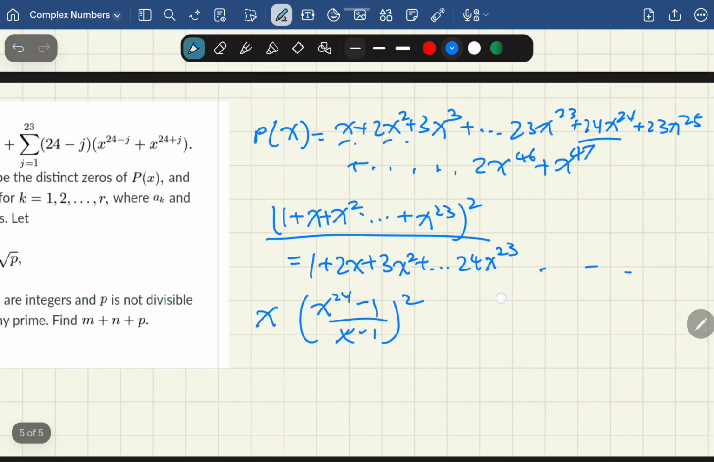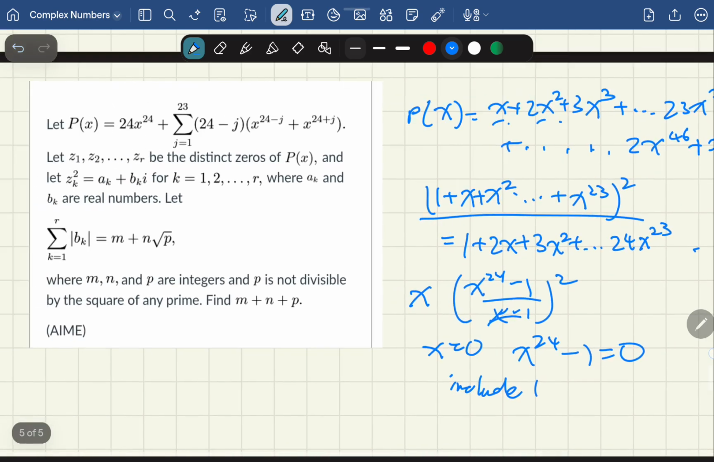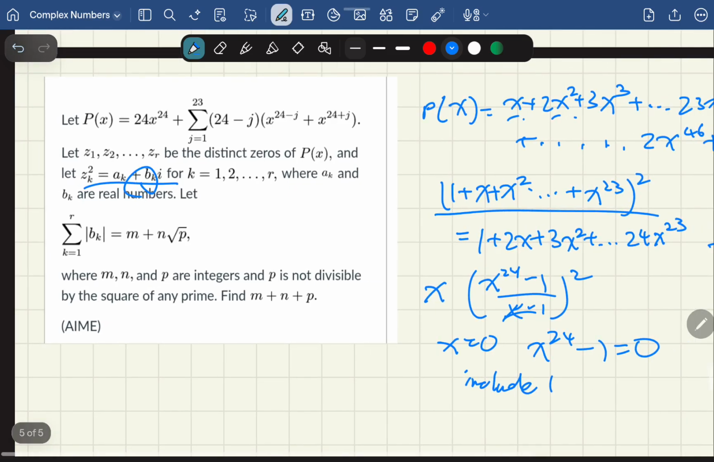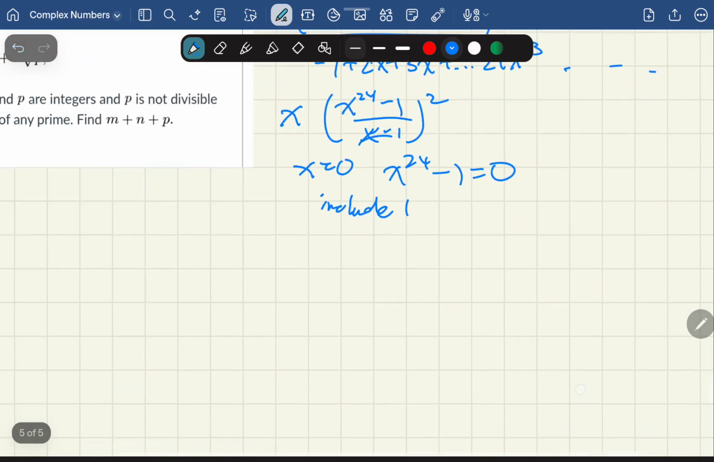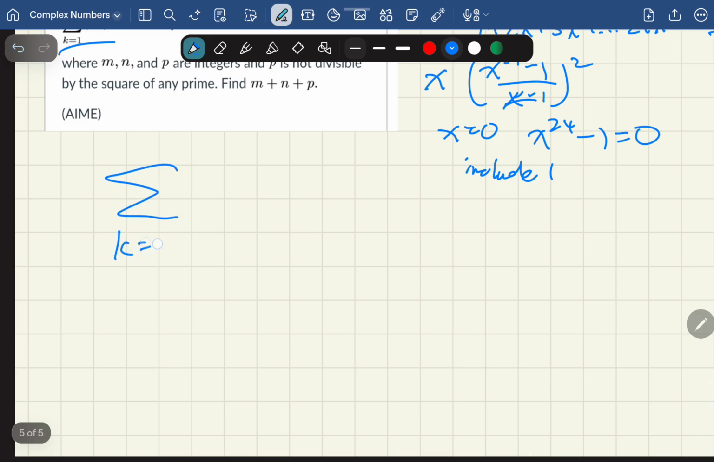Now, that means we have roots of x equals 0 and x^24 minus 1 equals 0. In this case, 1 is not included because that will make the denominator 0, but we can include 1 because 1 squared is 1, and 1 squared is also real, so it does not contribute anything to this sum. So we can actually just include 1. Therefore, the sum is actually just going to go up to 24, and then the absolute value of the real part.